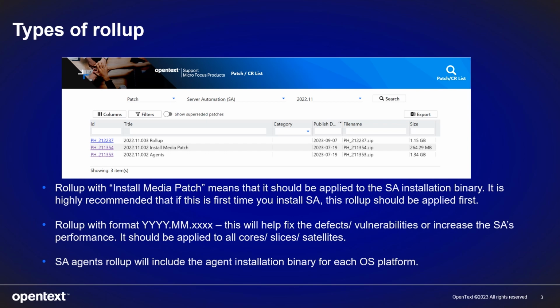The third one is the agent rollups. It will include the agent installation binary for each OS platform.